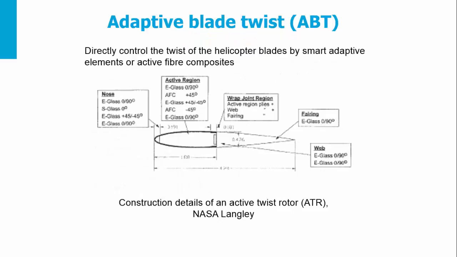One has designed also adaptive blade twist. If we are capable of directly controlling the twist of the helicopter blades by using smart adaptive elements or active fiber composites, we will obtain a much better distribution of the blade twist. Here you see the so-called active twist rotor at NASA Langley with the different regions on the profile, each region optimized to obtain a maximum lift.